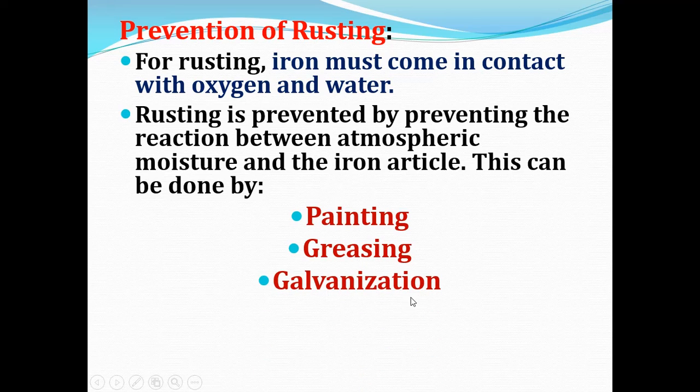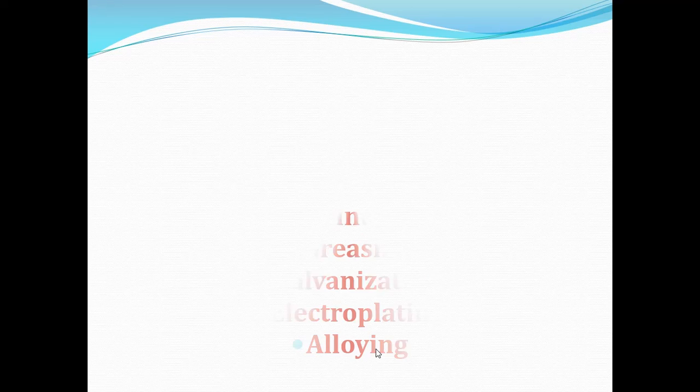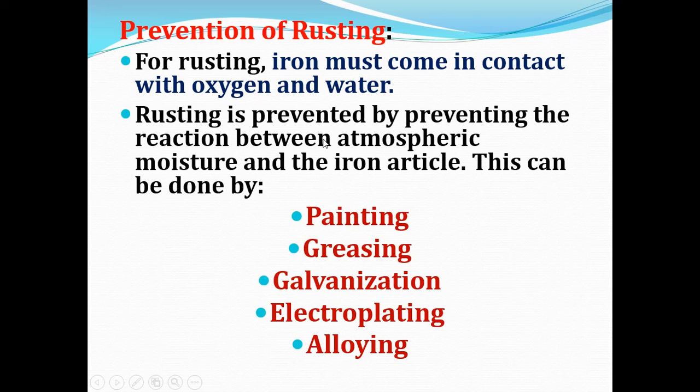Or galvanization. What is meant by galvanization? Coating of iron particle with a metal called zinc. So the process of coating the metal with zinc is called as what? Galvanization, which will prevent the rusting. Then electroplating. Then alloying. These are some of the methods used to prevent the rusting of iron: painting, greasing, galvanization, electroplating, alloying.